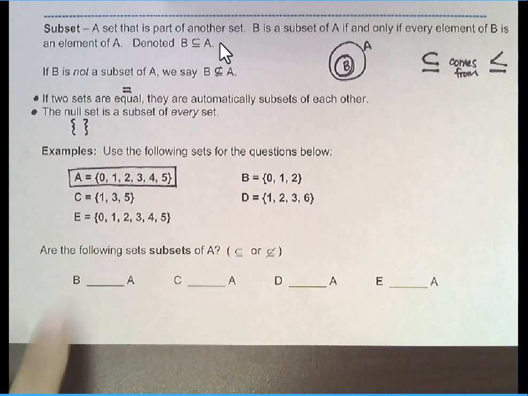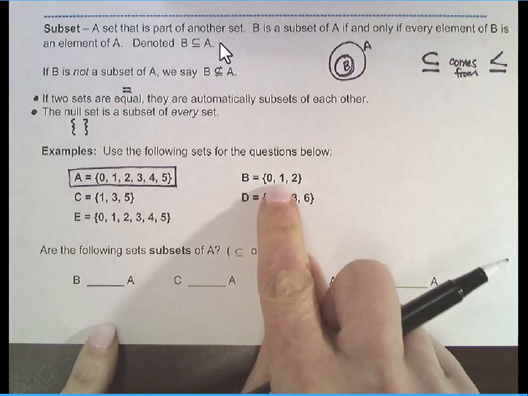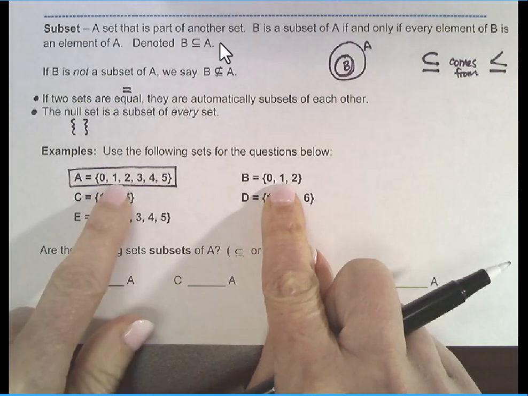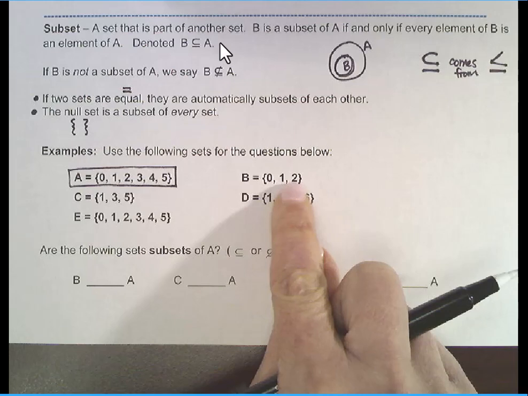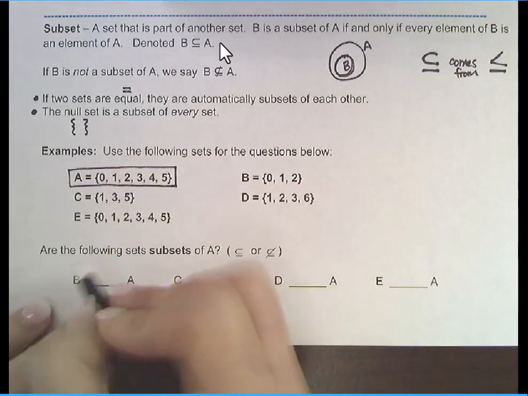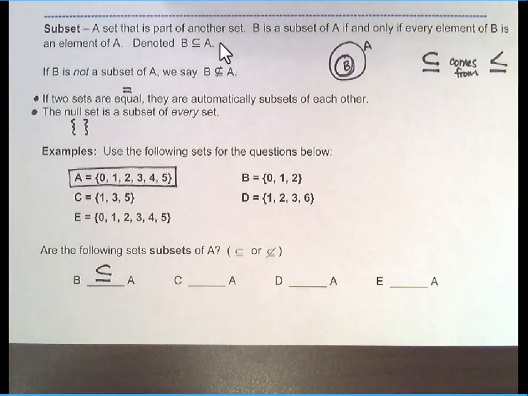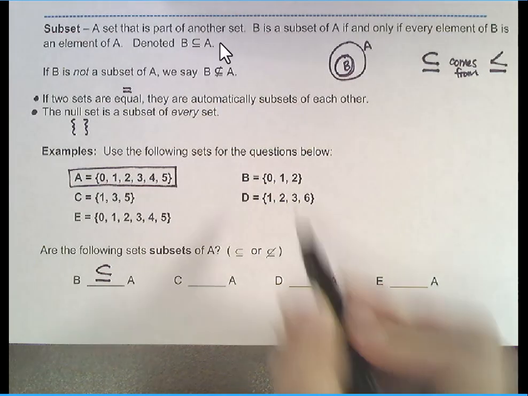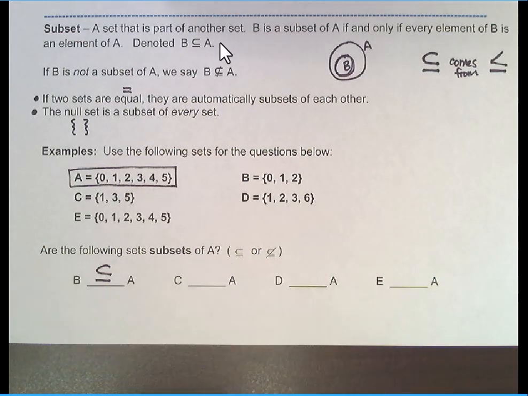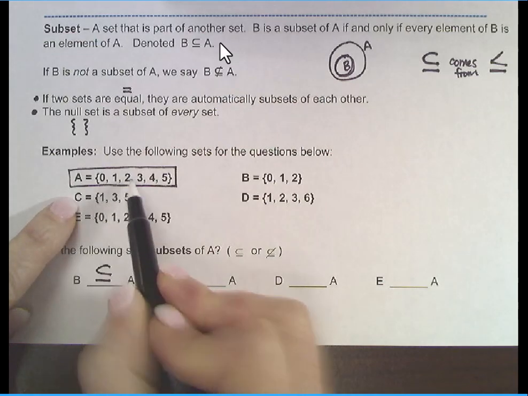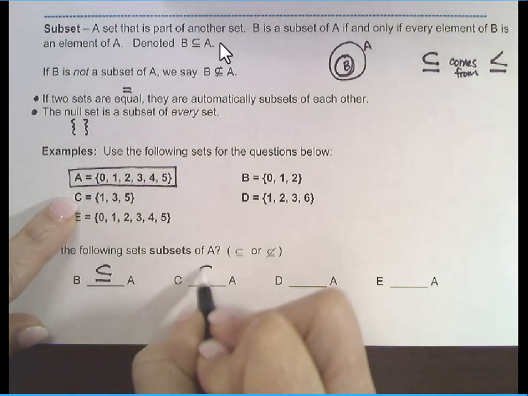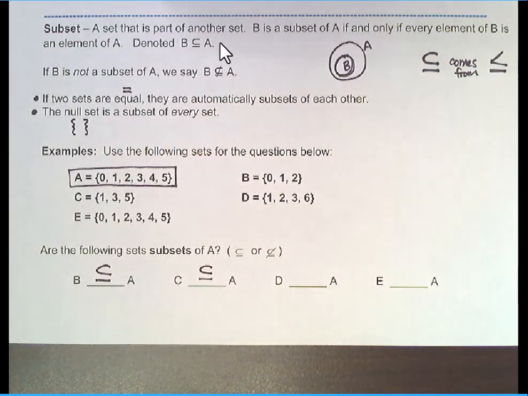Okay. So we want to know, is B a subset of A? Is every element in B also seen in A? And 0, 1, and 2, those are all inside of here. So B is a subset of A. All the elements in B are contained in A. Now let's look at C. C has 1, 3, and 5. Are those all inside of A? Yes. So that's a subset. C is a subset of A.